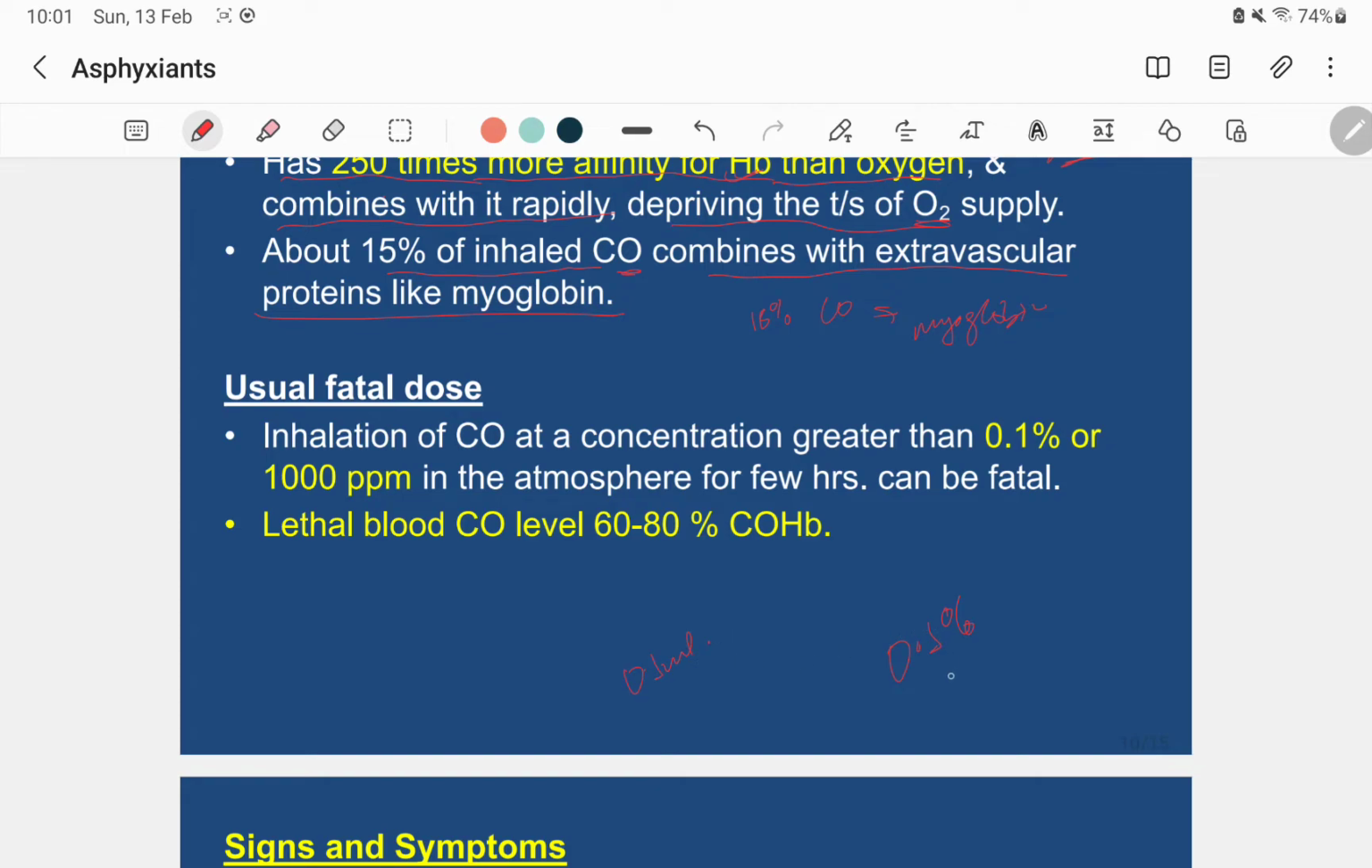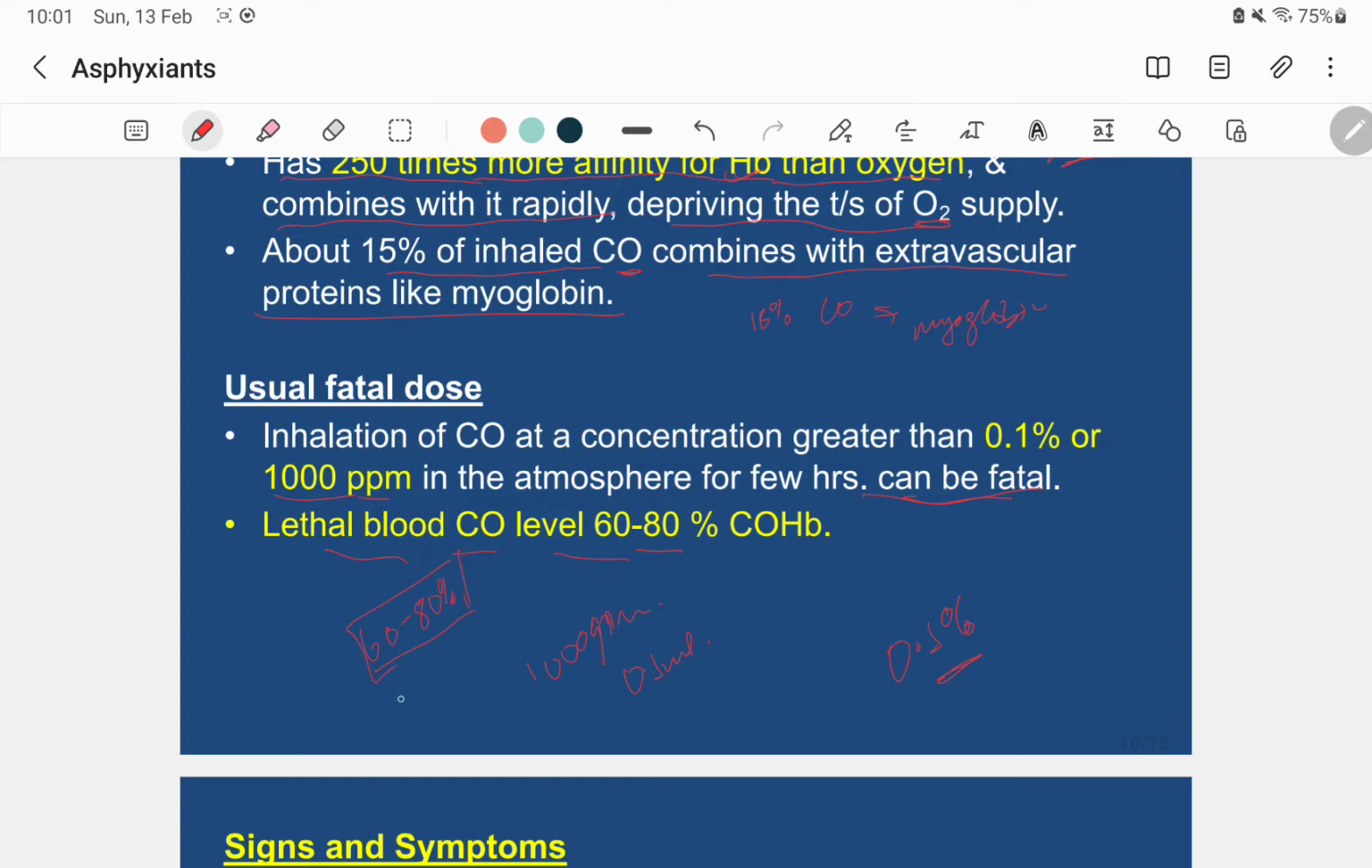So in the atmosphere, carbon monoxide at 0.1 percent, or 1000 ppm, for a few hours can be fatal. And a lethal blood carbon monoxide level, carboxyhemoglobin, is 60 to 80 percent. If it reaches the level of 60 to 80, then it is lethal.